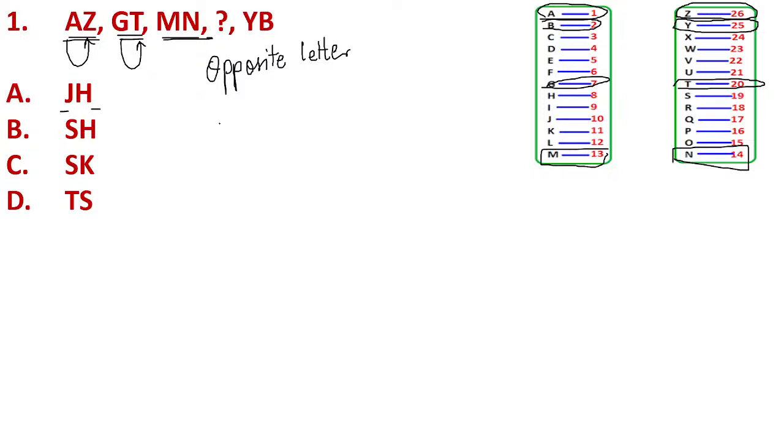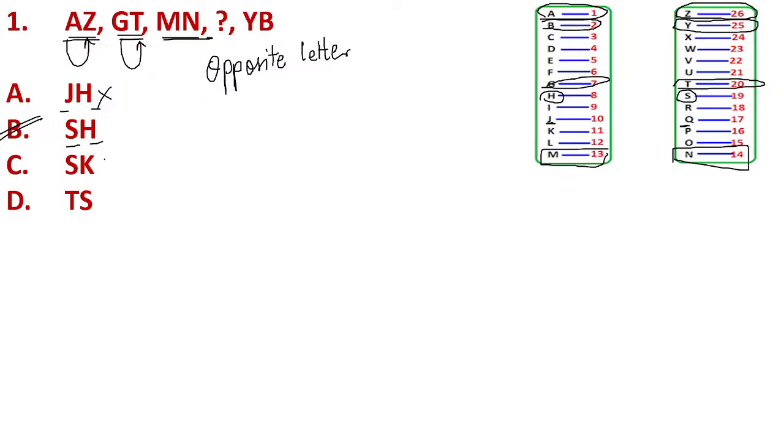So look at J and H. Now J's opposite letter is Q, so is it the possible pair? No. S and H. So S's opposite letter is H. Yes, this is the correct answer. Why? Because H is the letter opposite to that of S. Okay, or vice versa.